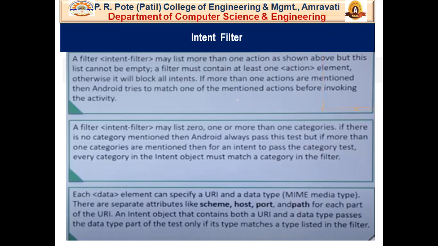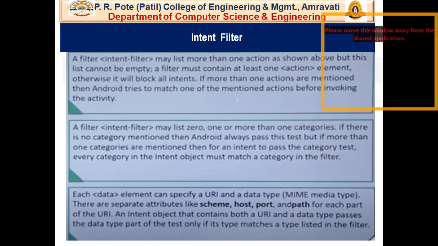Now the second one is category. A filter may list 0, 1 or more categories, and if there is no category mentioned, then Android always passes this test. But if more than one category is mentioned, then for an intent to pass the category test, every category in the intent object must match a category in the filter. It means that in action, even if one matches, the action is taken up. But in the category, if there are no categories, it's fine, it will be executed. But if there are more than one, then it will match all the categories.